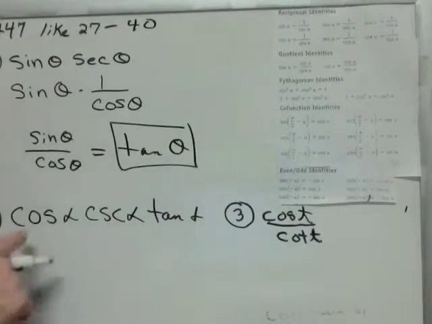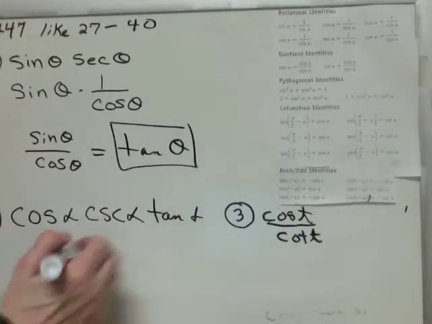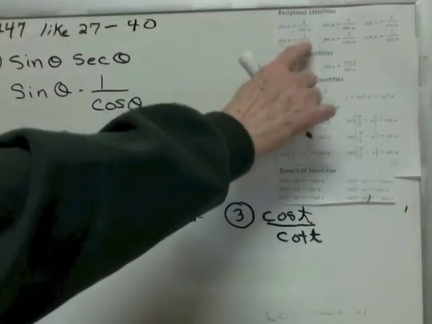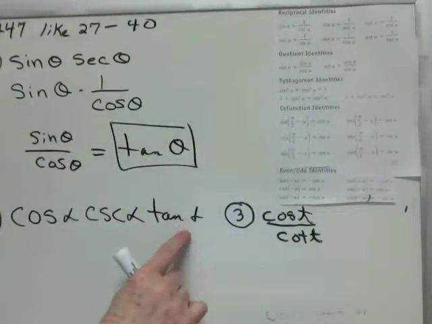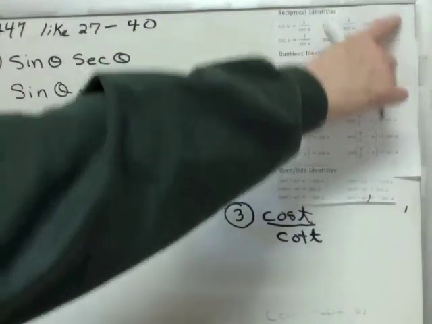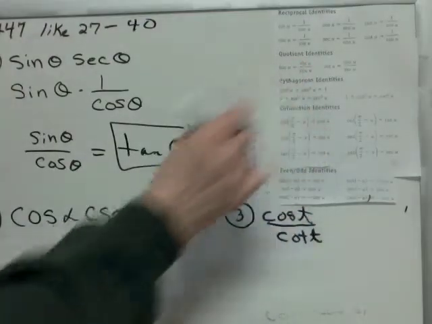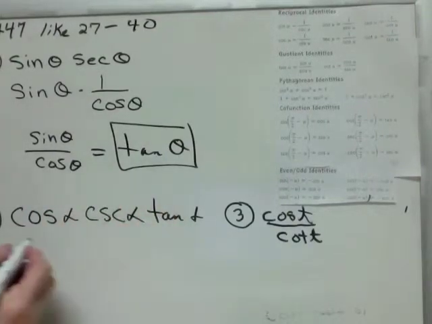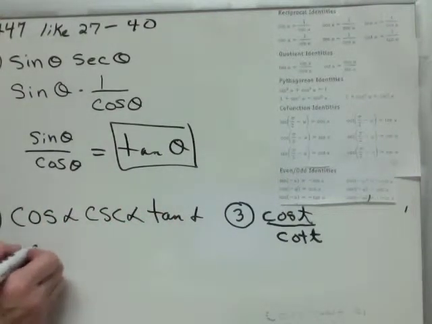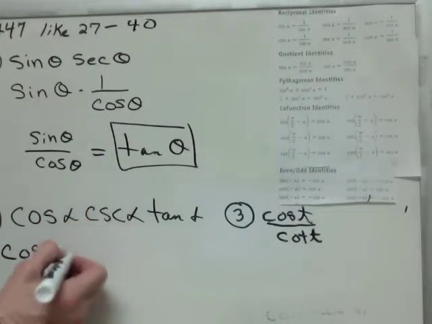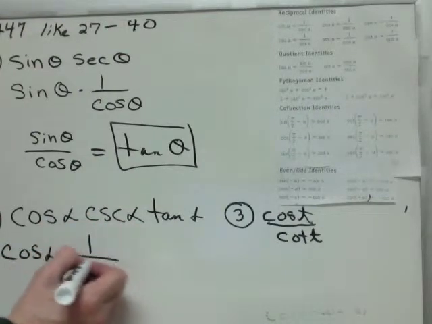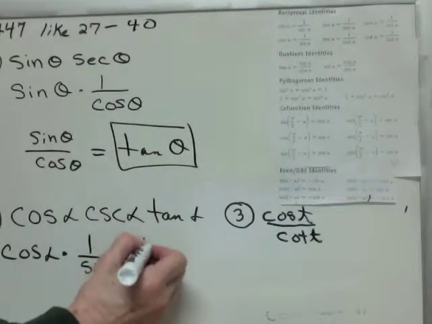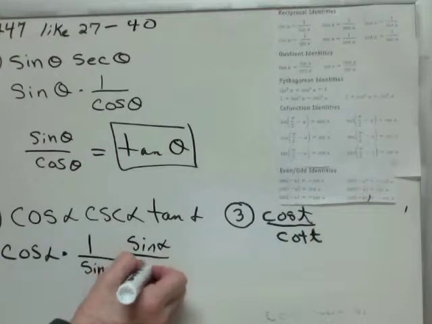All right, let's try another one. I have cosine, cosecant, and tangent. If I look at cosecant, I see it could be 1 over sine. If I look at tangent, it could be 1 over cotangent or sine over cosine. Since both of these are in sine and cosine, let's make that in sine over cosine too. So cosine alpha times 1 over sine alpha times sine alpha over cosine alpha.